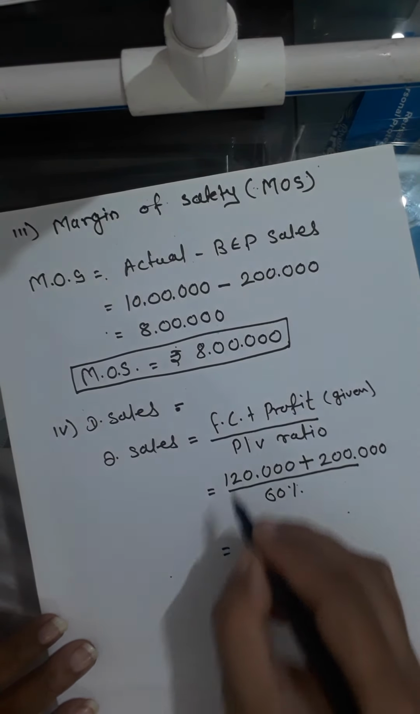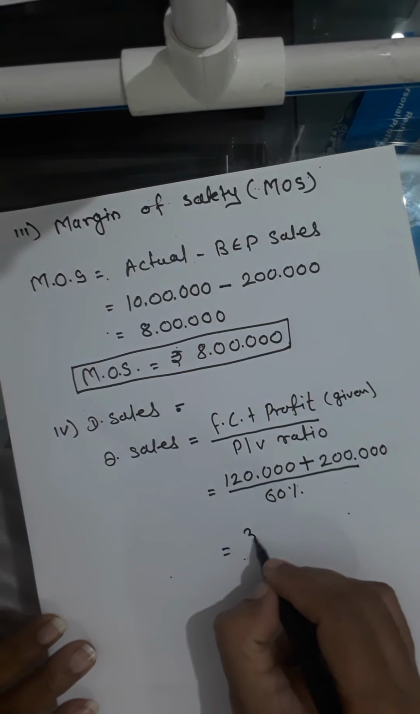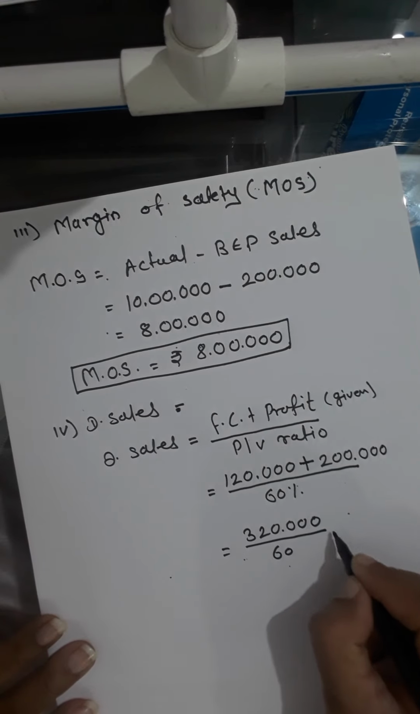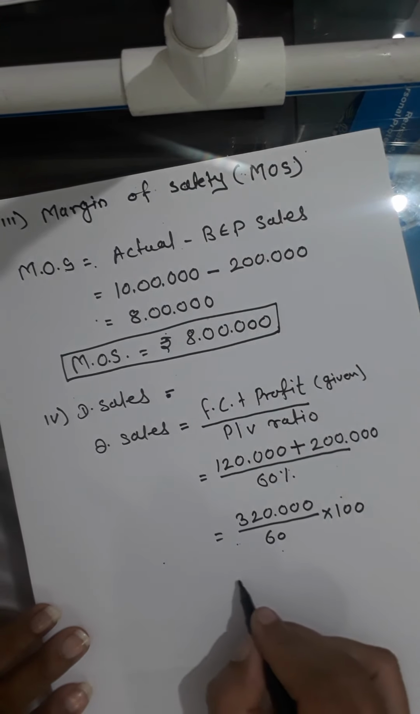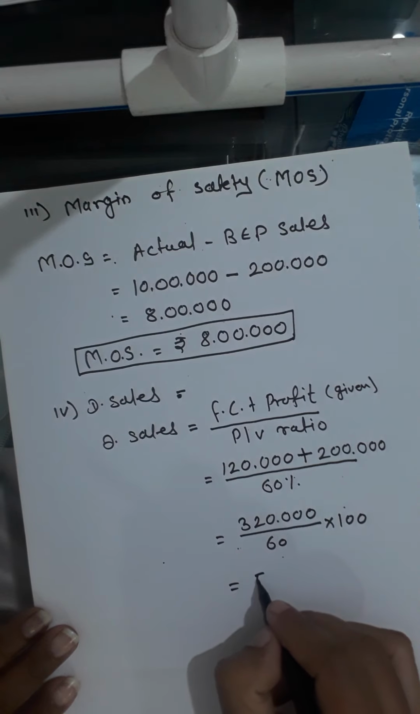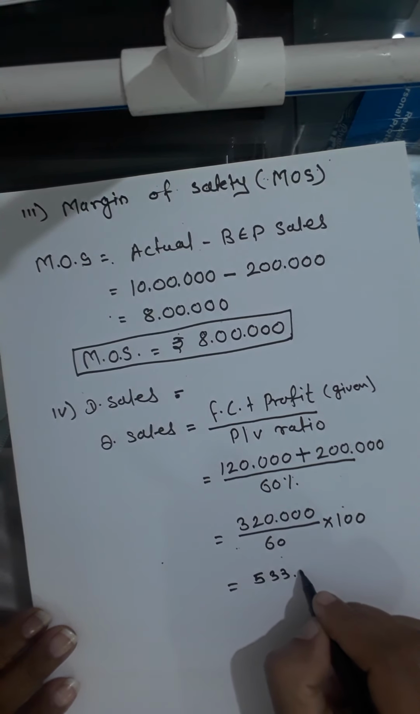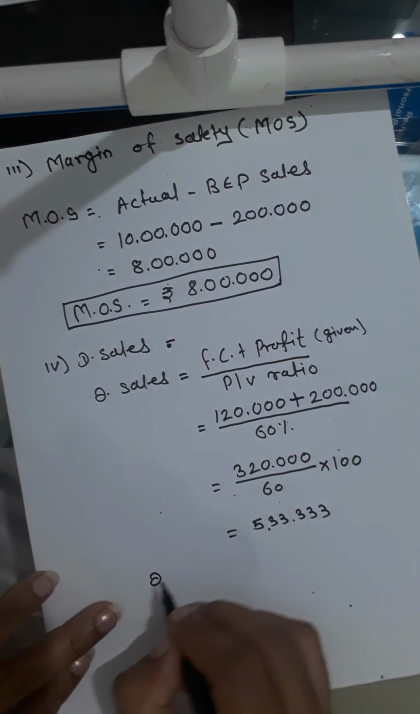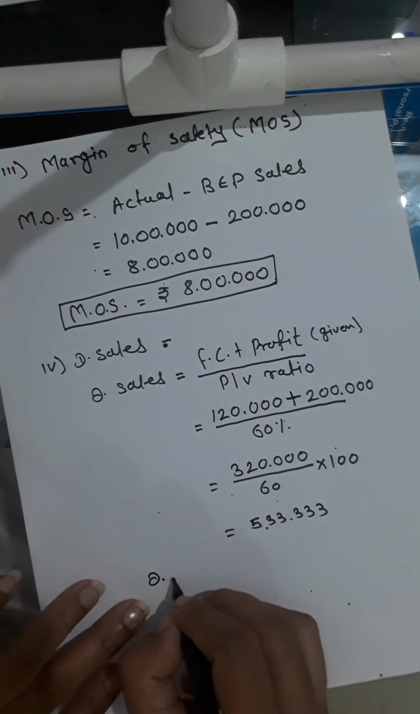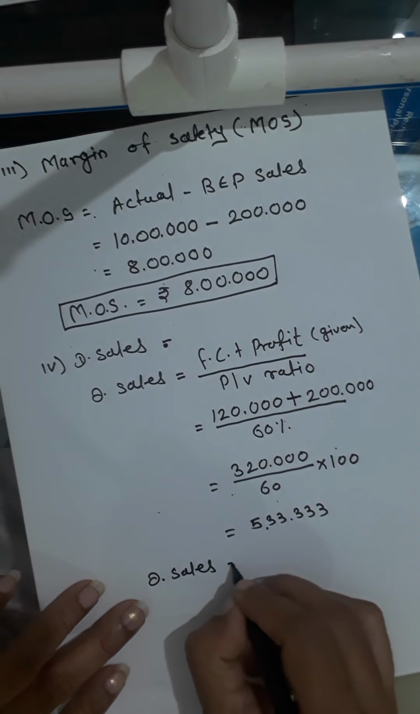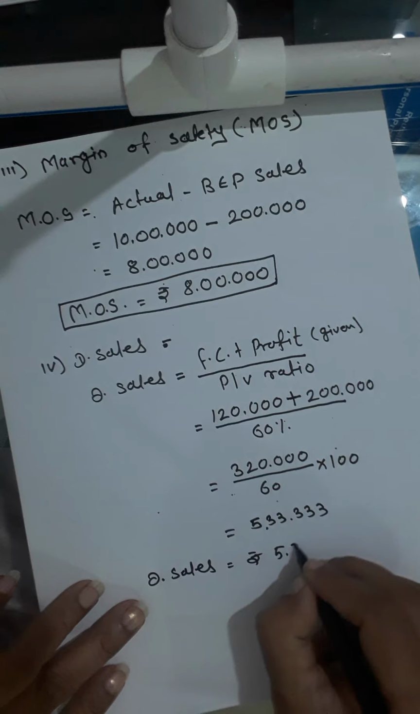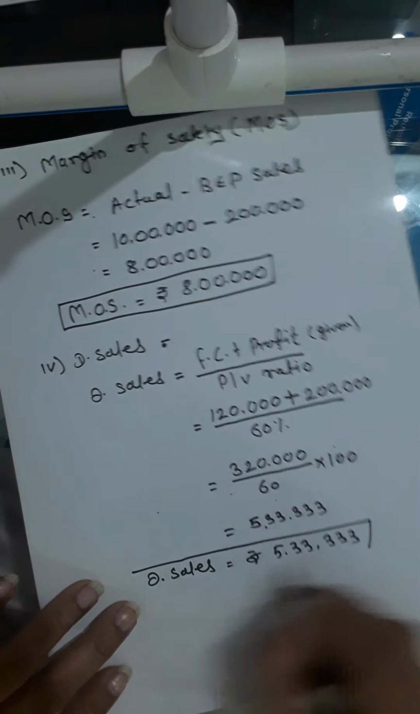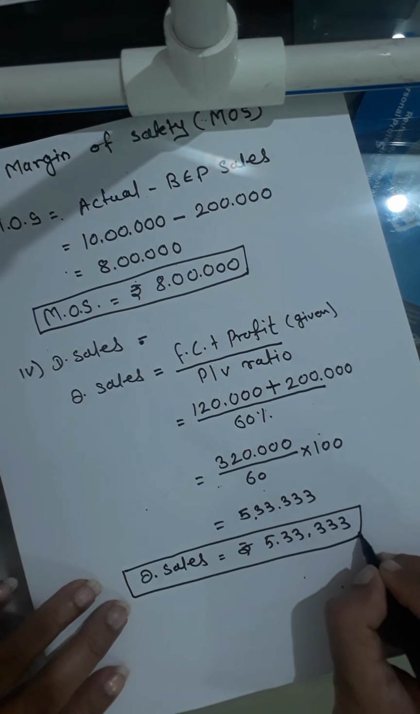So students, here by adding this, that is 3,20,000 upon 60 into again 100, we will get 5,33,333 rupees. So our desired sales amount is rupees 5,33,333. We'll make a bracket to this one also.